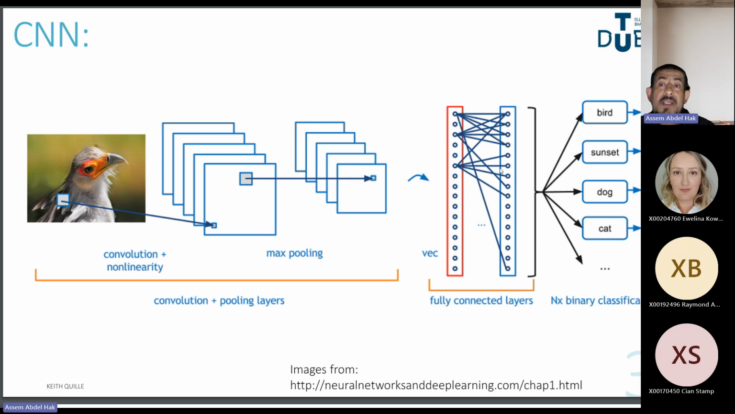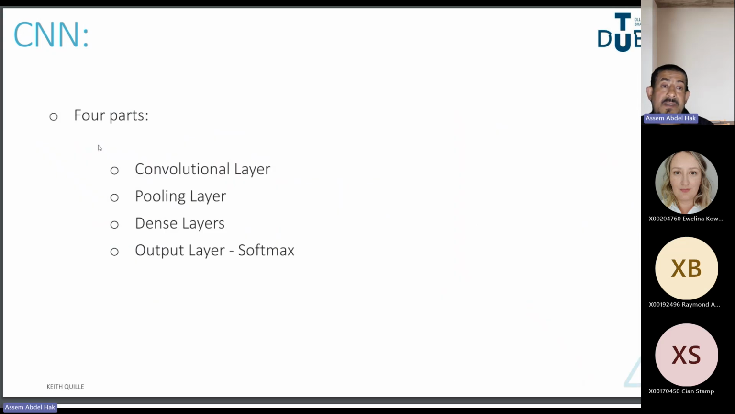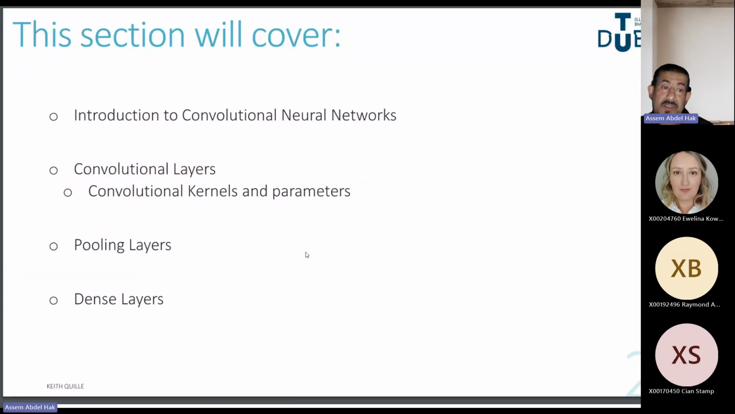Dense layer. Finally, at the end, for the output, I have an activation function, softmax. Why? To classify this image, whether it is a bird or sunset or dog or cat or what. Okay, so these are 4 parts of a convolutional neural network: the convolutional layer, the pooling part, I'll come back to this, the dense layer, which is the fully connected layer, and the output layer, which is softmax. All right, I will come back to this, don't worry, guys.